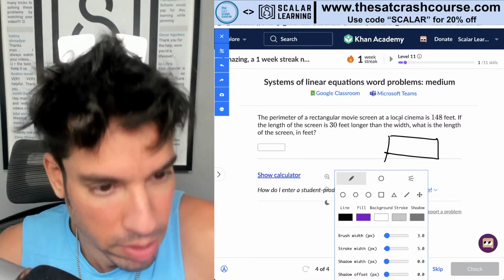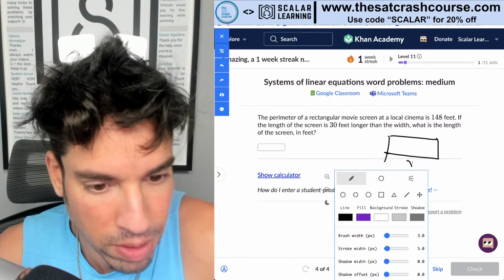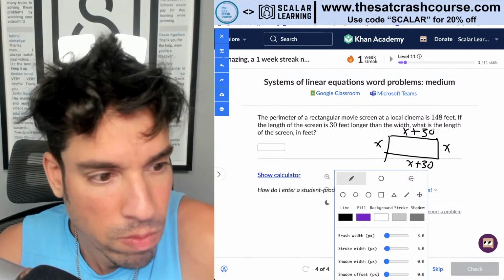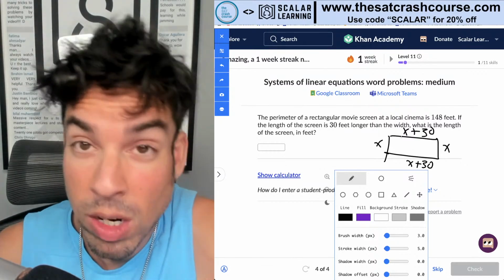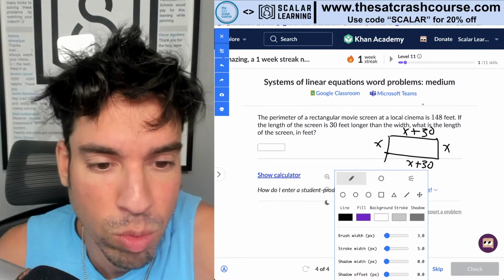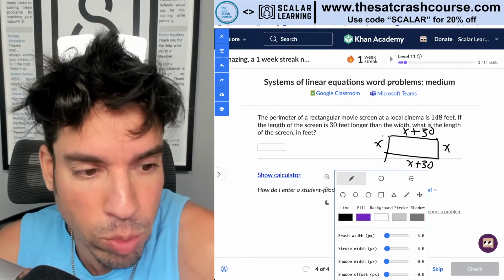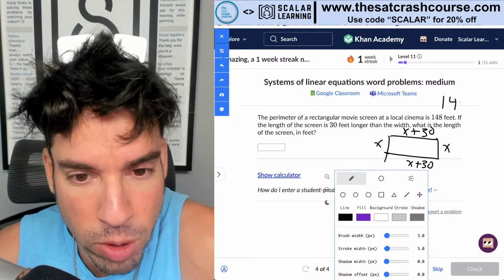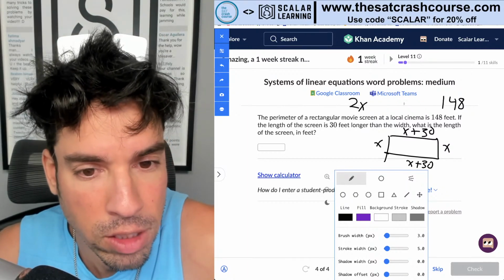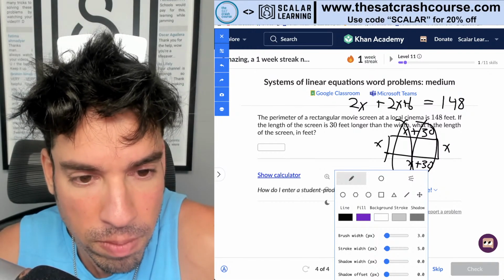They got a perimeter of a rectangle is 148. The length of the screen is 30 feet longer than the width. What is the length? So they want X plus 30, not X. You could also call it W if that's easier. That'll remind you that represents the width. So we got this really great setup. I need to make an equation to be able to solve for X. Well, perimeter, which is 148, equals all the sides added together, which in my representation would be 2X plus 2X plus 60. Now we got a beautiful equation.